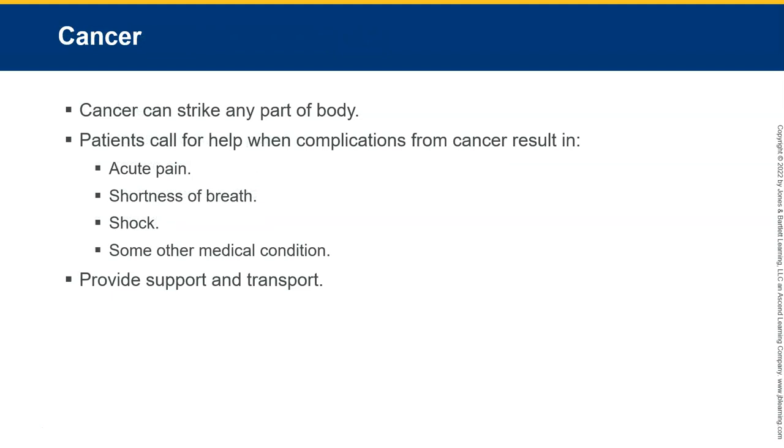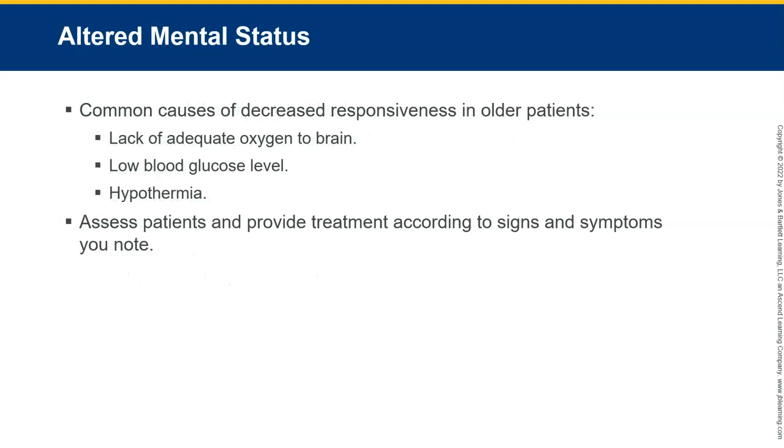So cancer can strike any part of the body. Patients call for help when complications from cancer result in everything from acute pain, shortness of breath, shock, even other medical conditions. One of the biggest things we can do is provide support. Just do what people need, good general supportive care, and then make sure that they get to where they need to go.